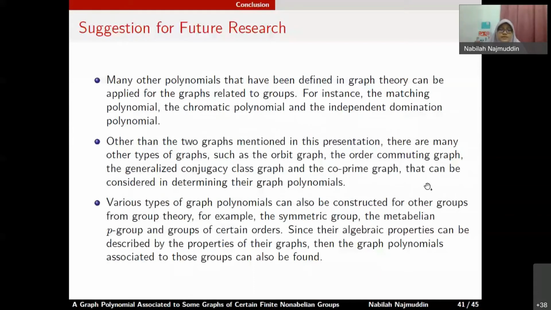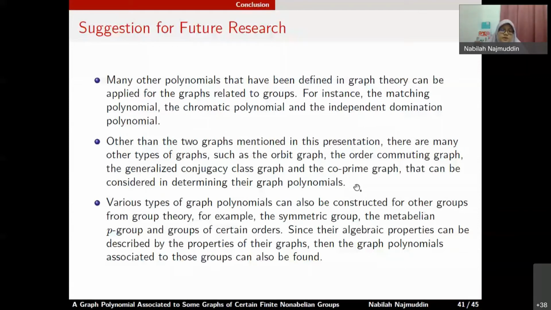And then, for instance, the matching polynomial is still not computed for the graphs related to groups, as are the chromatic polynomial and the independent domination polynomial. And other than the two graphs, conjugate and center graph, there are also other types of graphs to be explored. And there are also other groups from group theory.